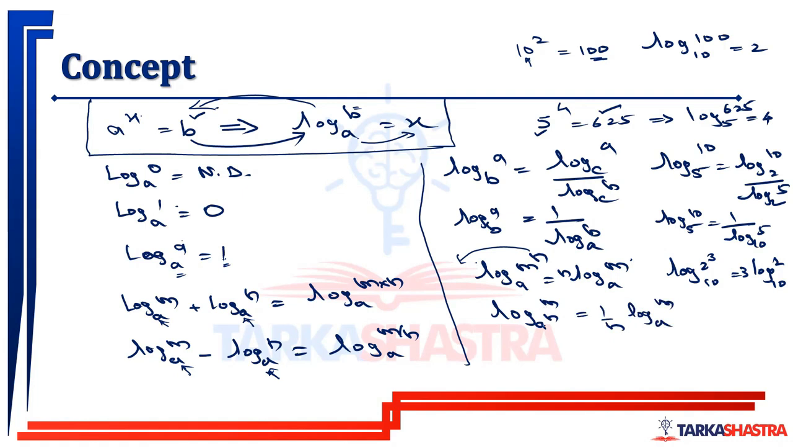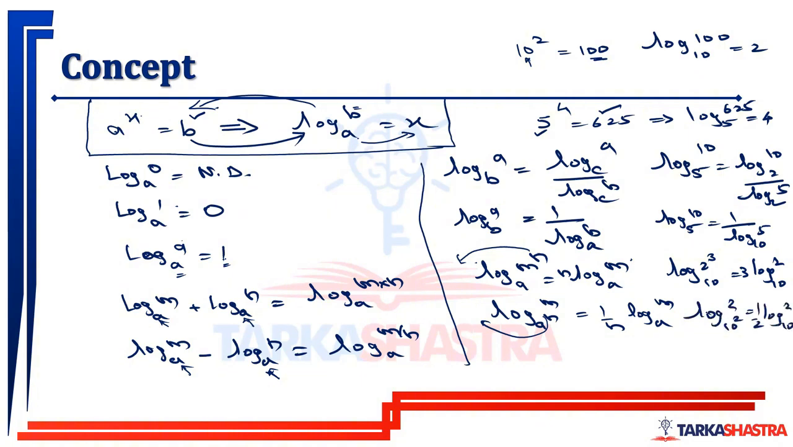Log m to the base a to the power n. This is what we had. So n we wanted to get out. So n will get out and come here. This n, once it comes out, becomes 1 by n, and it will be log m to the base a. Okay, log m to the base a. For example, log 2 to the base 10 to the power 2 can be written as 1 by 2 log 2 to the base 10.